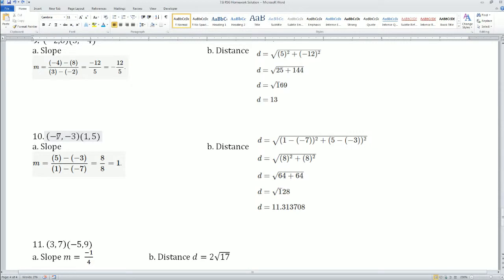Same thing here for 10. x1 is negative 7, y1 is negative 3, x2 is 1, y2 is 5. Plug into the formula: 5 minus negative 3 on top, bottom 1 minus negative 7. Gets you 8 over 8 equals 1.